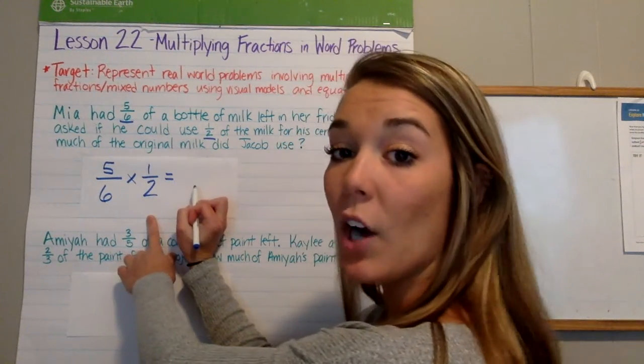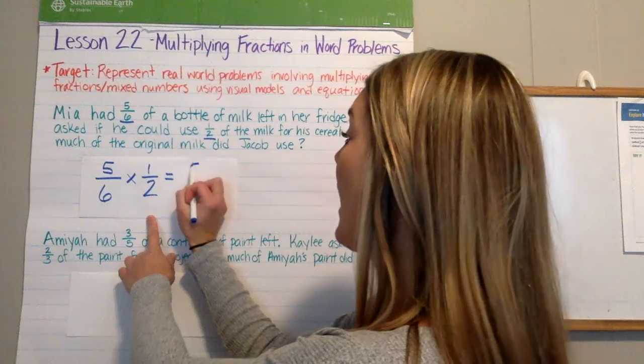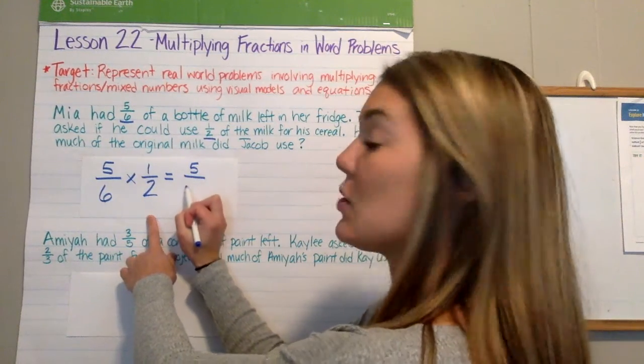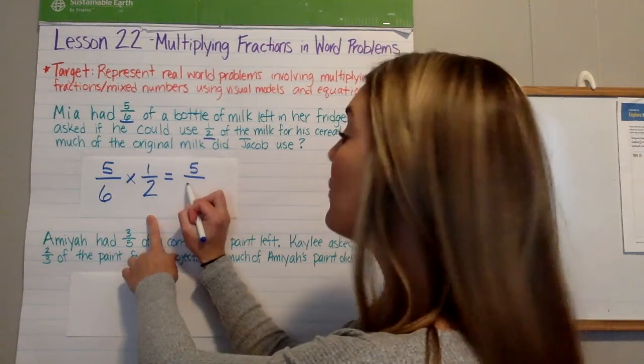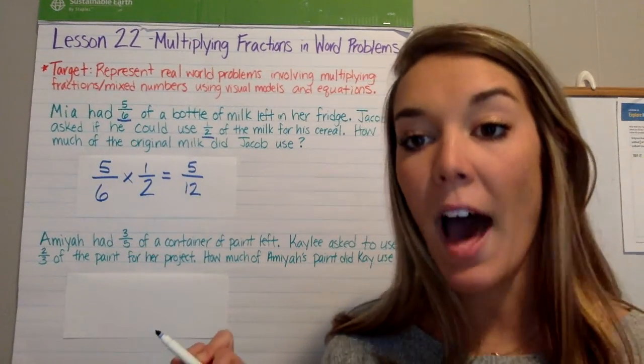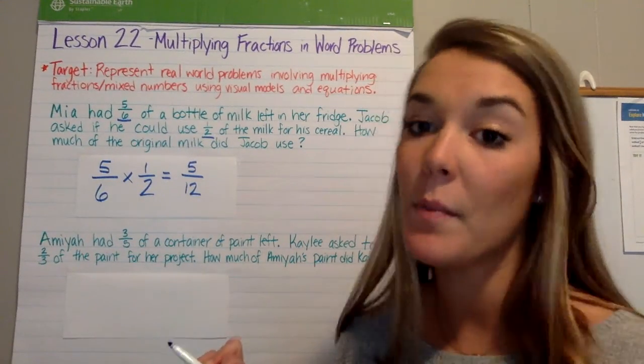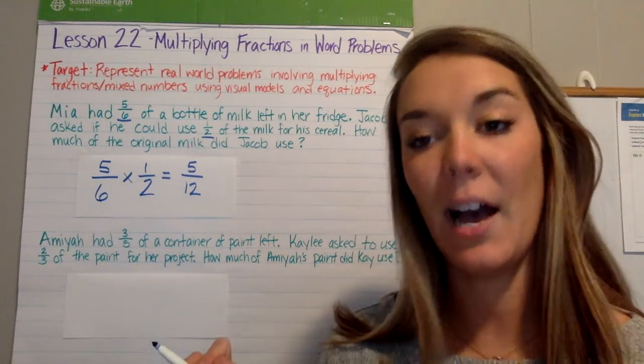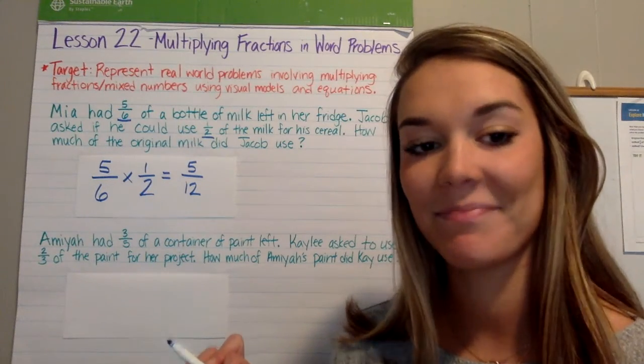Okay, I'm going to multiply right across. 5 times 1 is 5. 6 times 2 is 12. So this means that Jacob used 5/12 of Mia's milk. How nice of Mia to let Jacob borrow that.